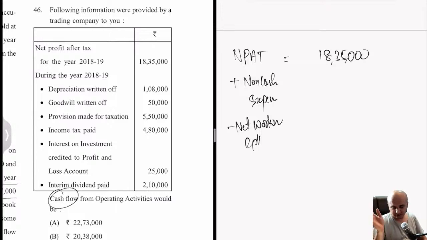35,000 is the profit after tax. What are the non-cash expenses we have before arriving at this? Here we have depreciation written off, then goodwill written off. We can add those back because they're anyway non-cash expenses. So 1,08,000 plus 50,000, which will be 1,58,000. I'm just clubbing both there. Then we can account for the changes in the working capital, which means provision for taxation, income tax paid, or even interim dividend paid.